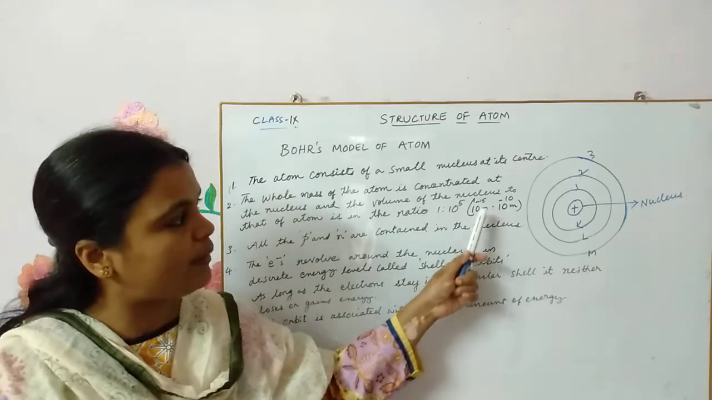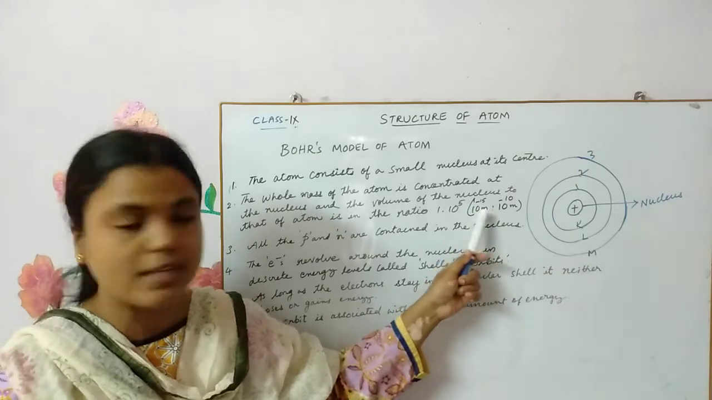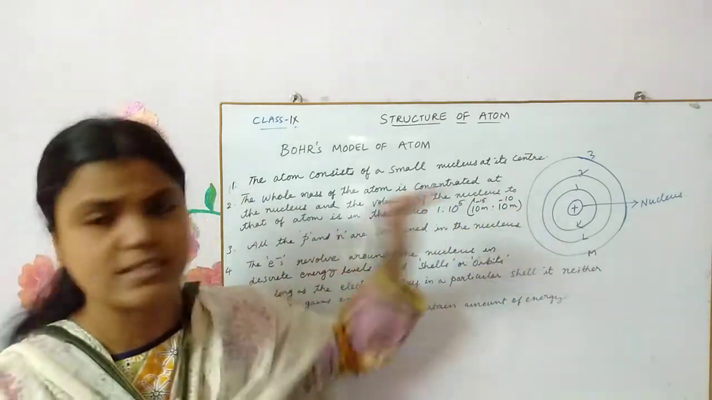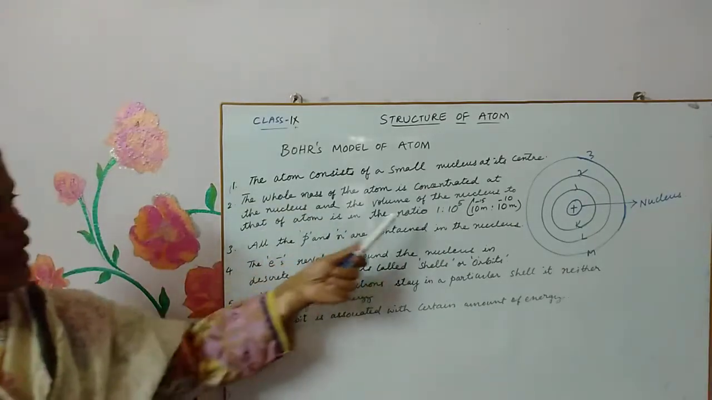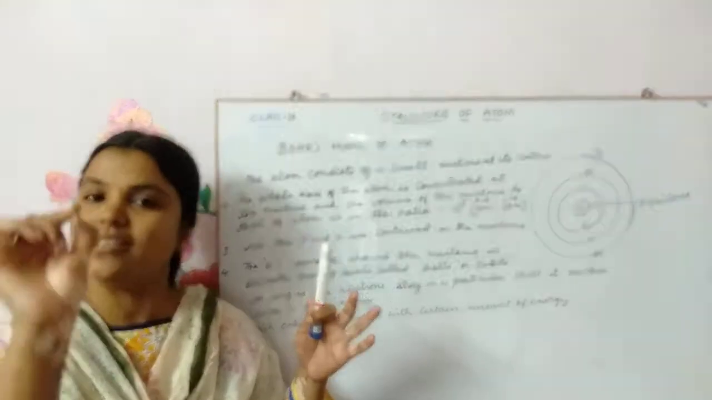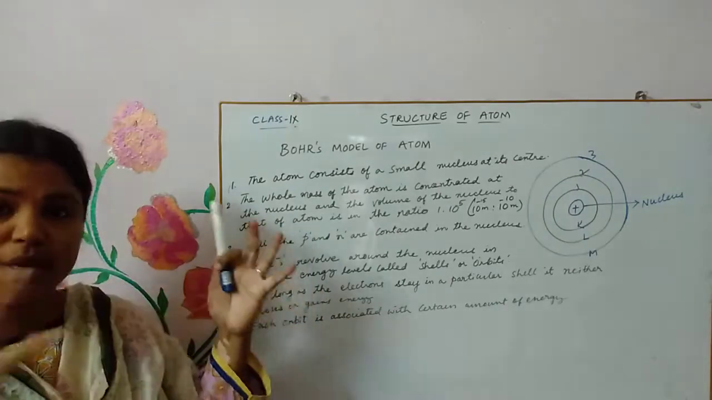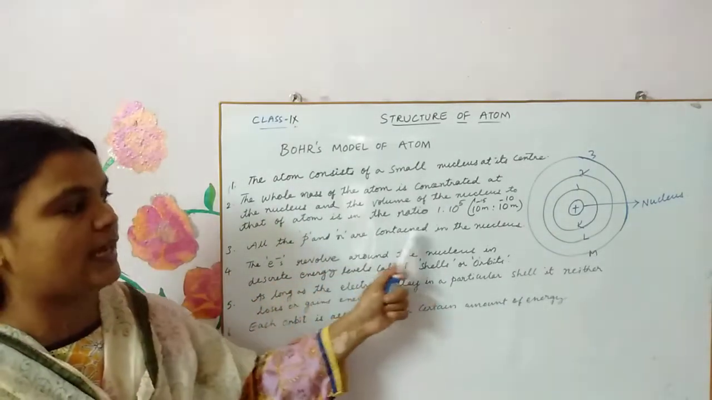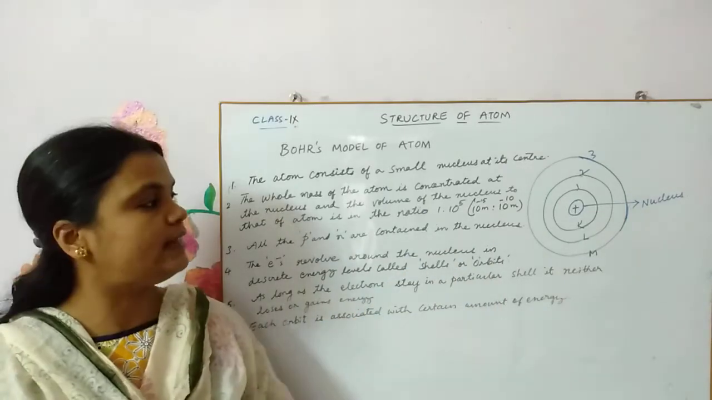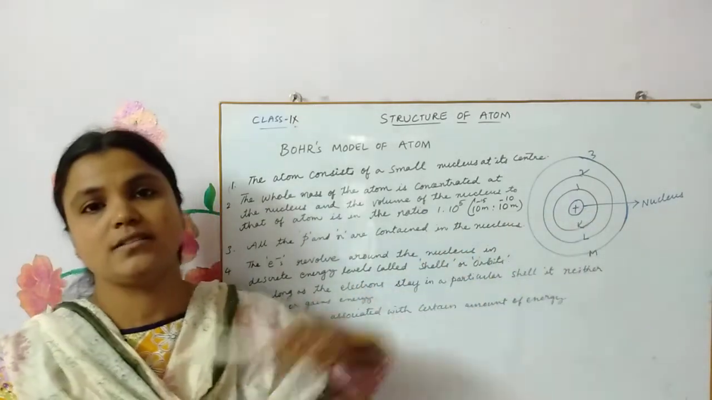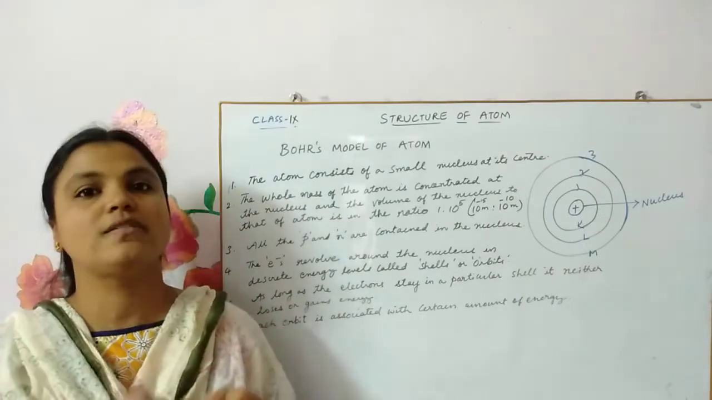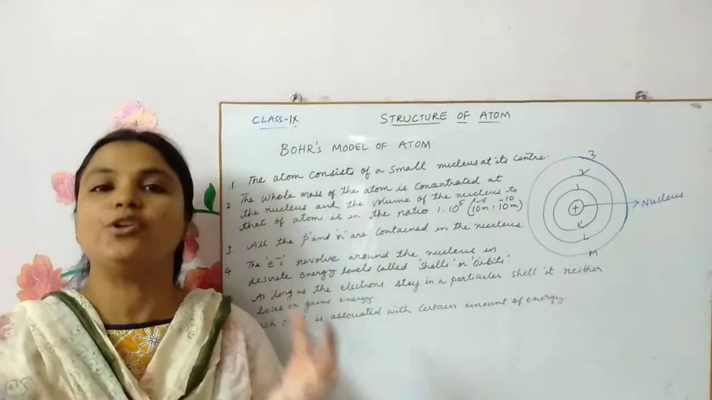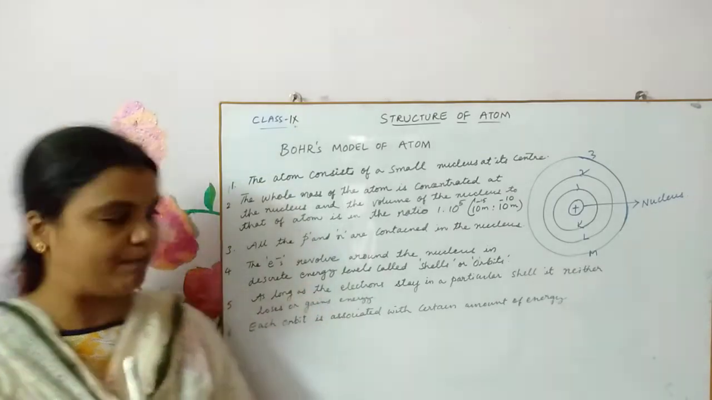10 to the power of minus 15 is the size of the nucleus, and 10 to the power of minus 10 is the size of the atom as a whole. So it is very clear that the nucleus is very small compared to the whole atom. All the protons and neutrons are contained in the nucleus. That is why the nucleus is positively charged, and both protons and neutrons contribute to the atomic mass of that atom.